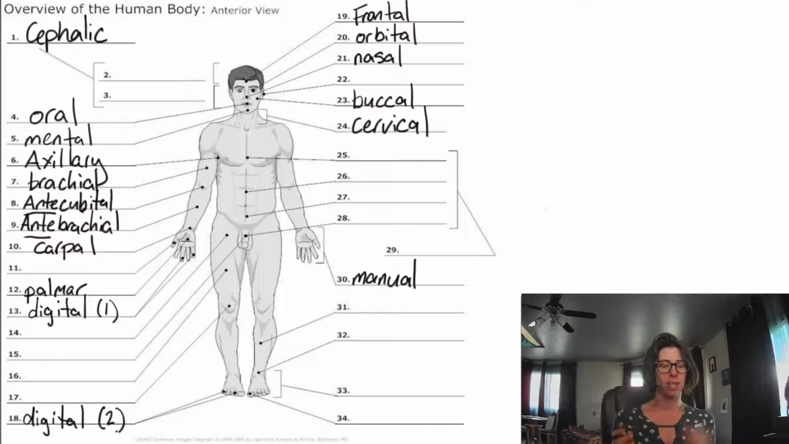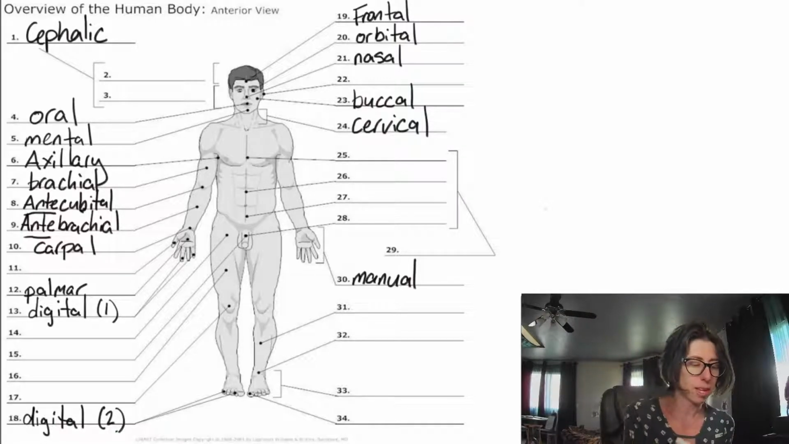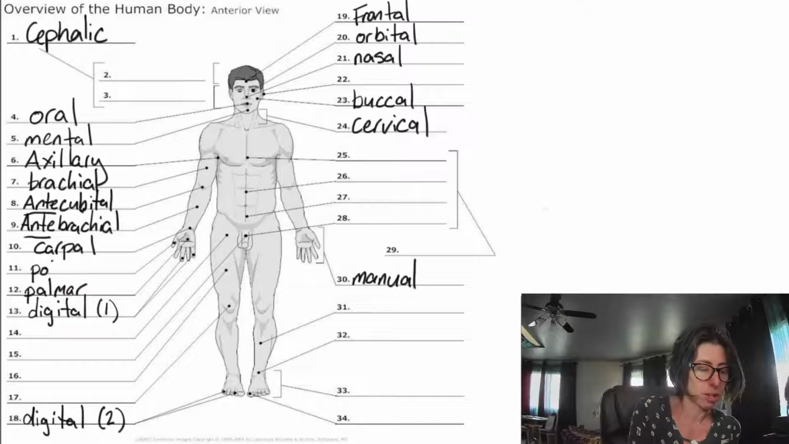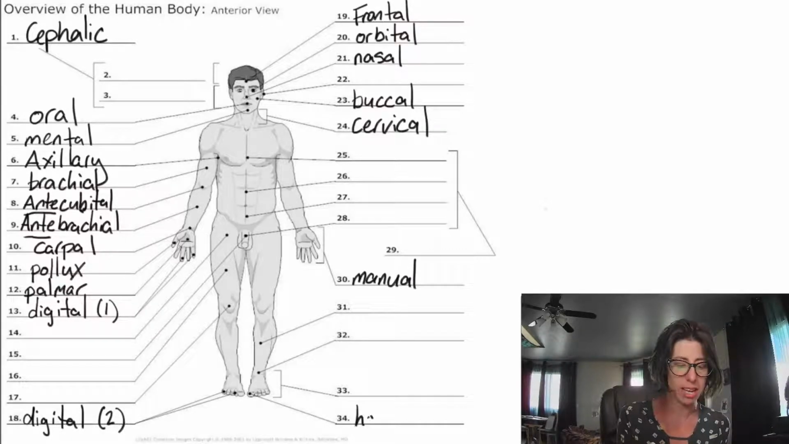Yes. Digital for fingers, digital for toes. Okay. Now, even though you can count on your fingers and you can count on your toes, that's why they're digits. But the big thumbs and the big toes have different names. So the big thumb is pollex, and the big toe is hallux.